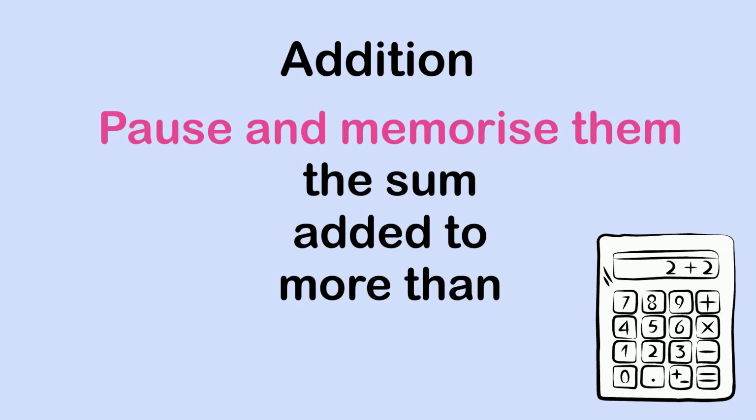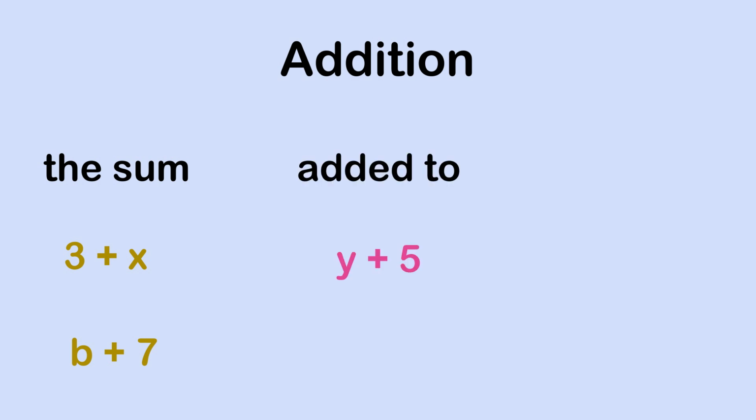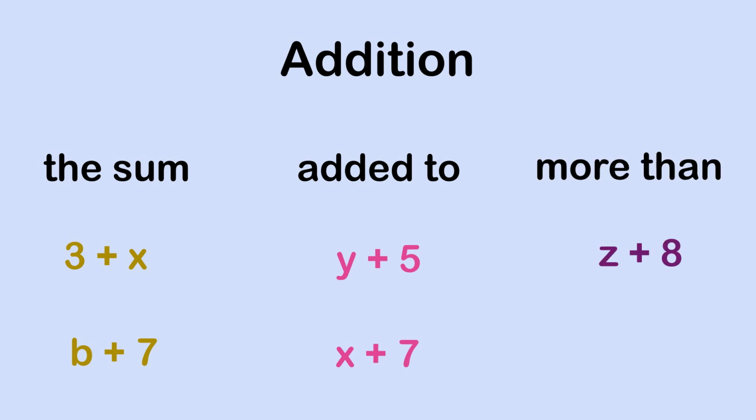Addition. To refer to addition, we use words like the sum, added to, more than. Like in these examples, when you read the sum of 3 and x, you write 3 plus x. Or the sum of b and 7, you write b plus 7. Or 5 is added to y. 7 is added to x. 8 more than z. 4 more than c. So again, every time you read any of these words, which are the sum, added to, more than, automatically remember that the sentence refers to addition.